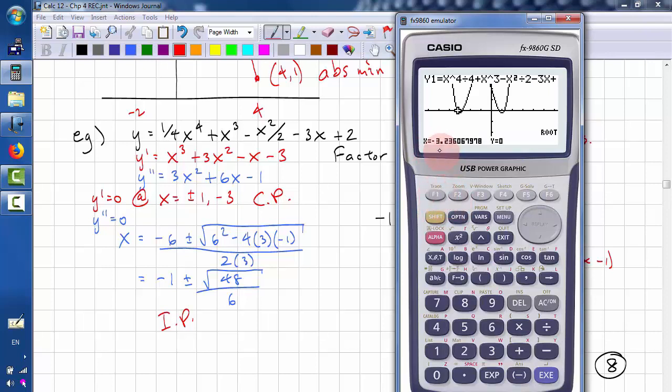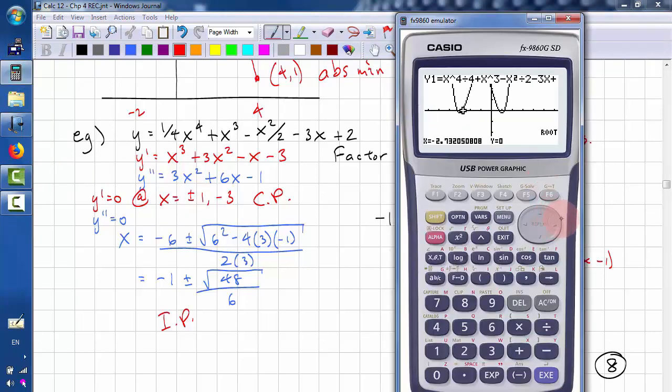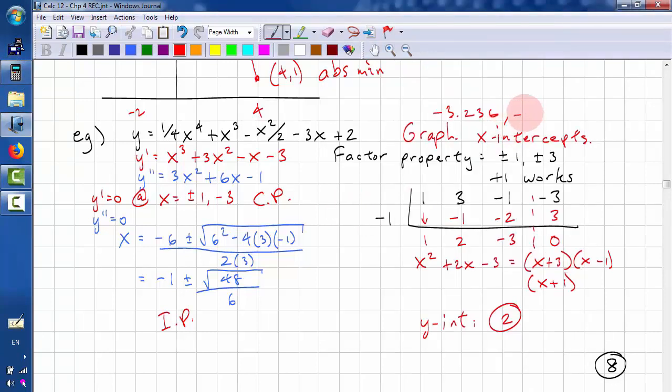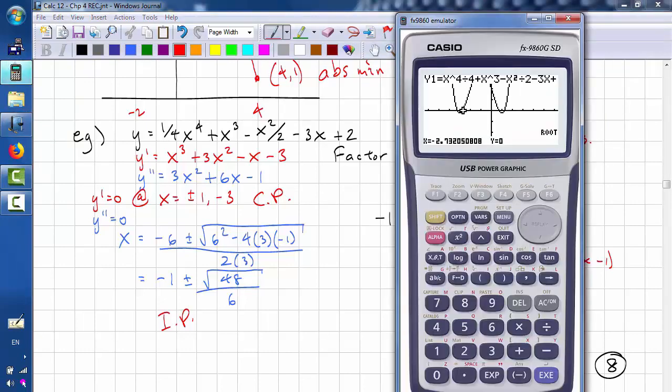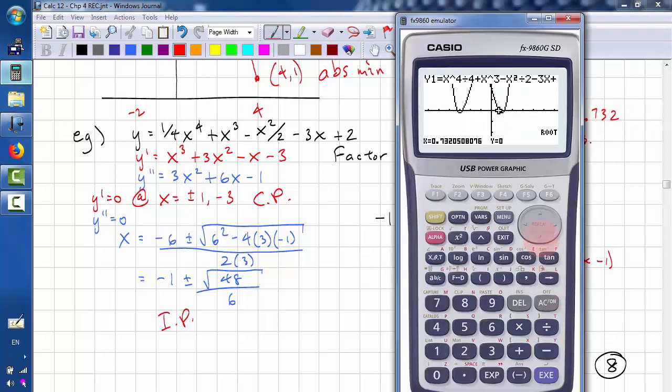So the first one is approximately negative 3.236. The next one, negative 2.732. And the next one, 0.732. And the last one, 1.236.